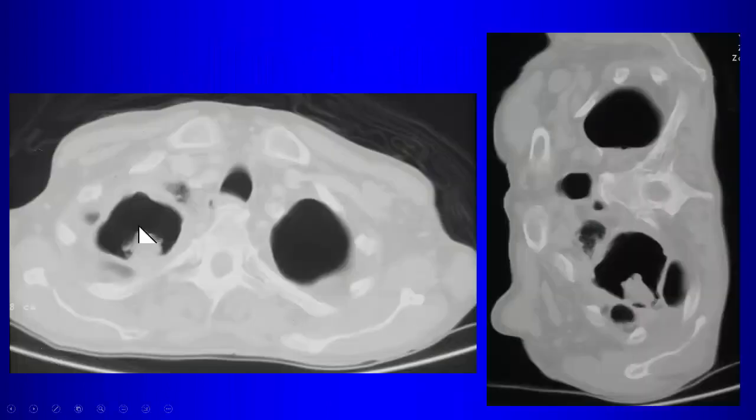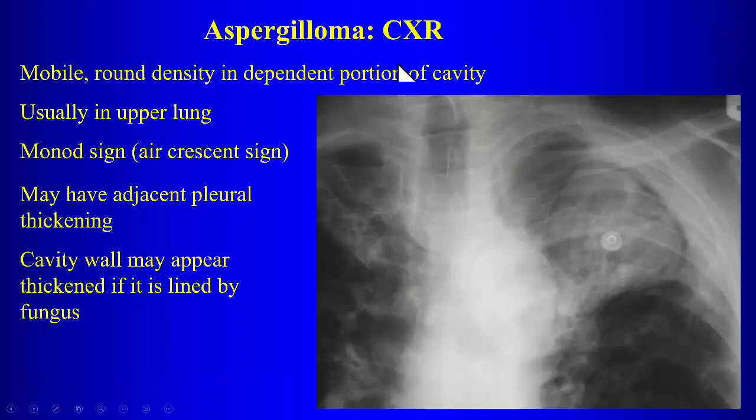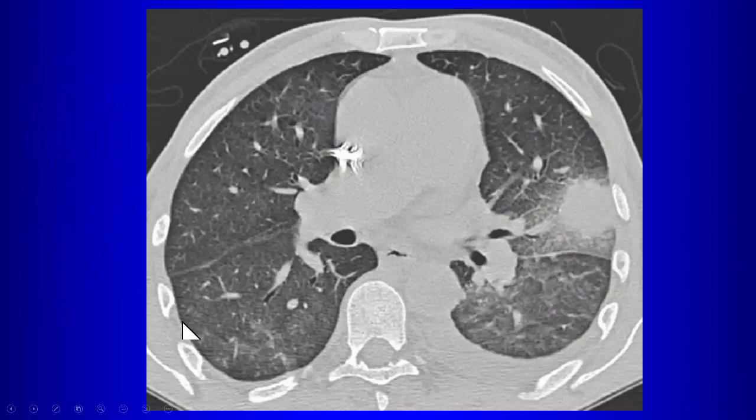You can prove it's a fungus ball if we change the patient's position and it actually moves around. So you see the decubitus position, this thing falls down to the dependent region of the cavity. So we have a mobile round density within a cavity. The Monod sign is that peripheral lucency, sometimes used interchangeably with the air crescent sign. Common to have adjacent pleural thickening, and the cavity may look thickened. Again, remember that the fungus actually lines the whole cavity, even though we see that big fungus ball within the cavity itself.